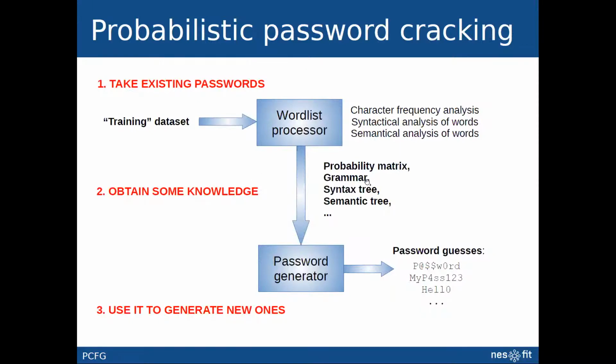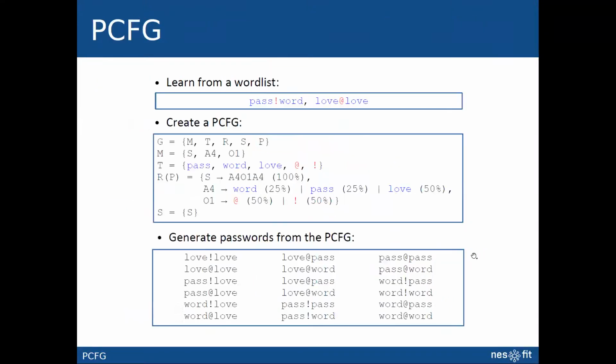Then you can use this model to generate new password guesses. And those password guesses, most of them haven't existed yet, but they still follow the patterns from the original data set. So their form, their syntax respects the behavior of users that created the original passwords. So the goal here is to get as close to the reality as possible.